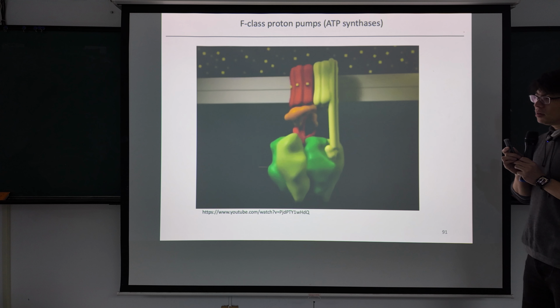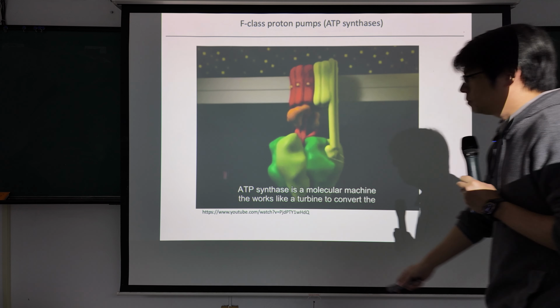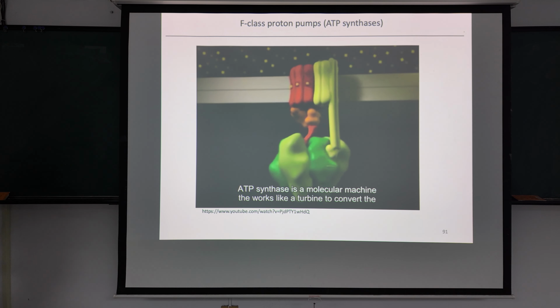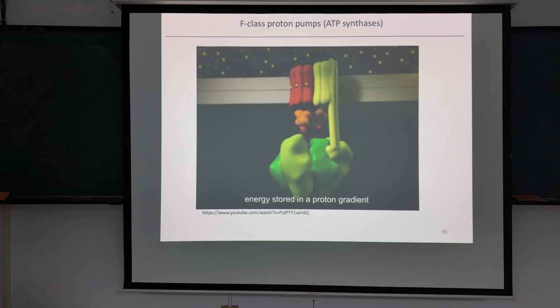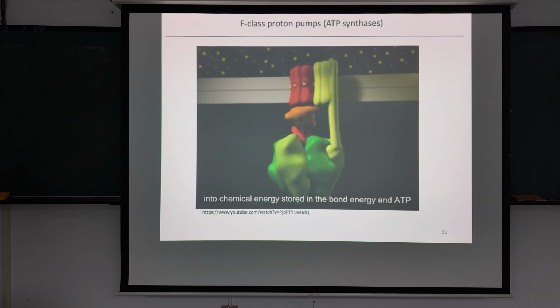Okay, so let me take a look at how the proton electrochemical gradient can drive this ATP synthesis to generate ATP. ATP synthase is a molecular machine that works like a turbine to convert the energy stored in a proton gradient into chemical energy stored in the bond energy of ATP.